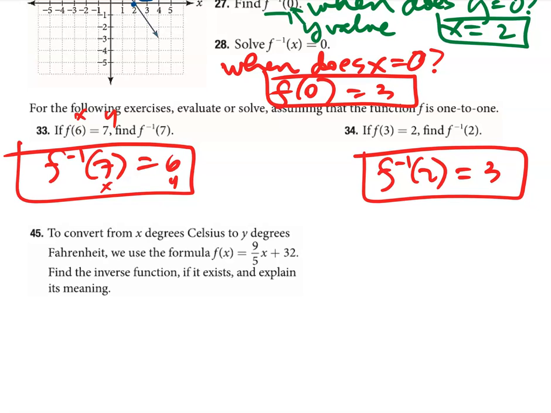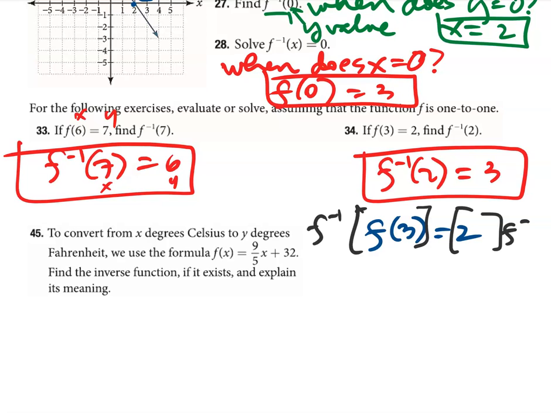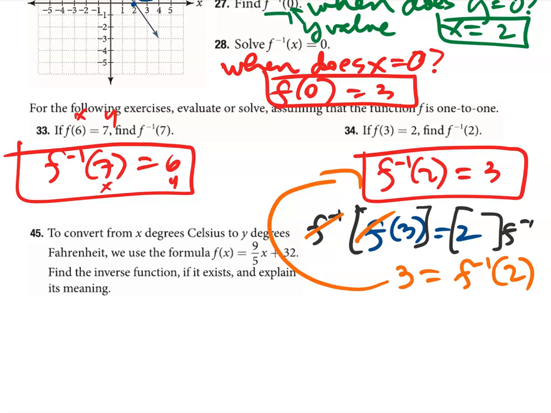Algebraically, if you want, I'll show you number 34. It's the same thing for number 33. So f of 3 is equal to 2. Then if you want to get the inverse, f inverse, so it's like you get the inverse of both sides. So that's why now this is 3 is equal to f inverse of 2, which is this. Okay.